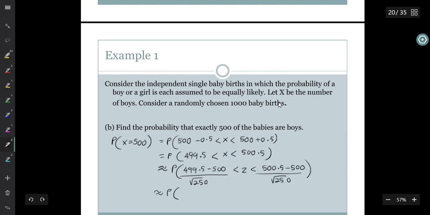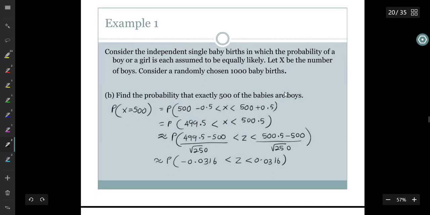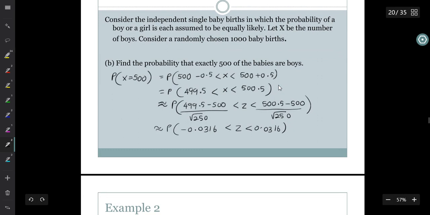So that will be the probability negative 0.0316 less than z less than 0.0316. Again, you can read the standard normal table. Now by the symmetry, you can easily do that. This is in between negative 0.03 and positive 0.03. You can find this middle probability and you will see that it is going to be 0.0240.